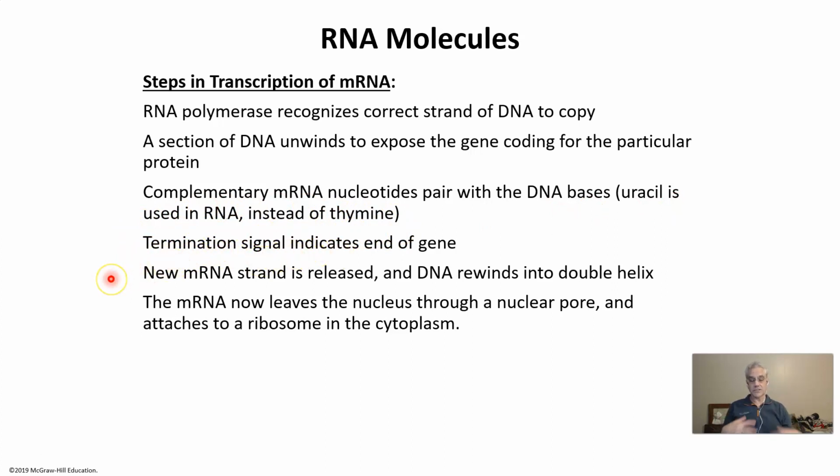RNA polymerase knows where to stop. It knows, okay, I got to the end of the 300, I'm done here. There's a special way it knows that. We're not going to get into that. The mRNA is released. The DNA rewinds back into its double helix. And the mRNA now leaves the nucleus through the nuclear pore.